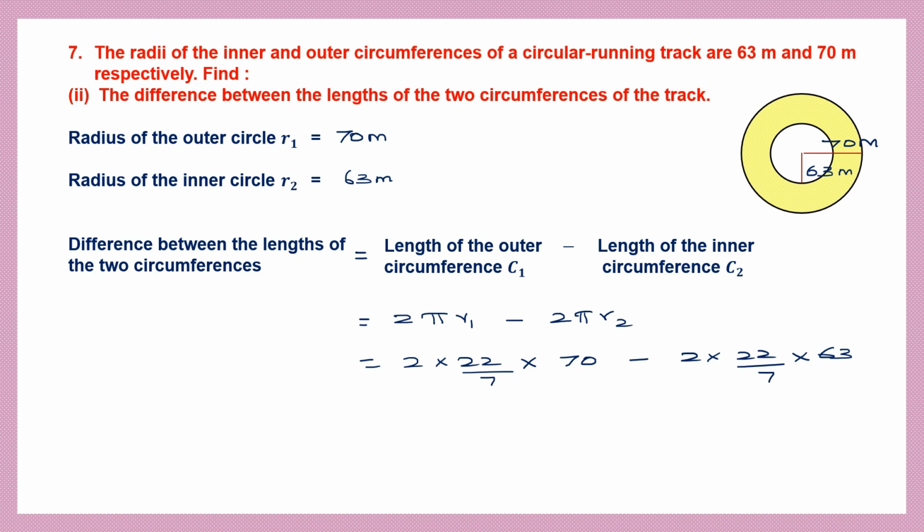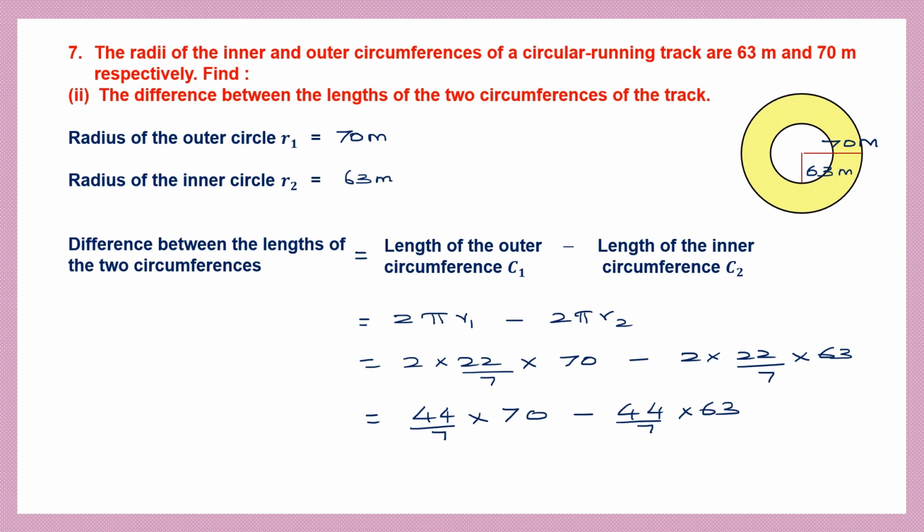So as you can see, 2 into 22 by 7 is repeated on both sides. So 2 into 22 is 44. So this is 44 by 7, which is repeated in both places. So we can say 44 by 7. We can take it out separately. And then, to make it easier, I'll do this whole thing for you. So 44 by 7 into 70 minus 44 by 7 into 63.